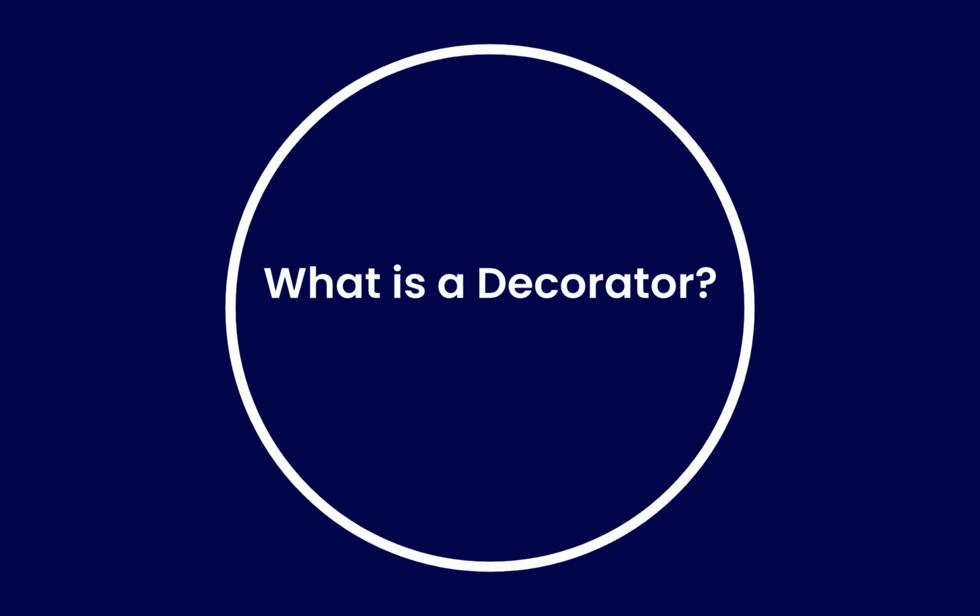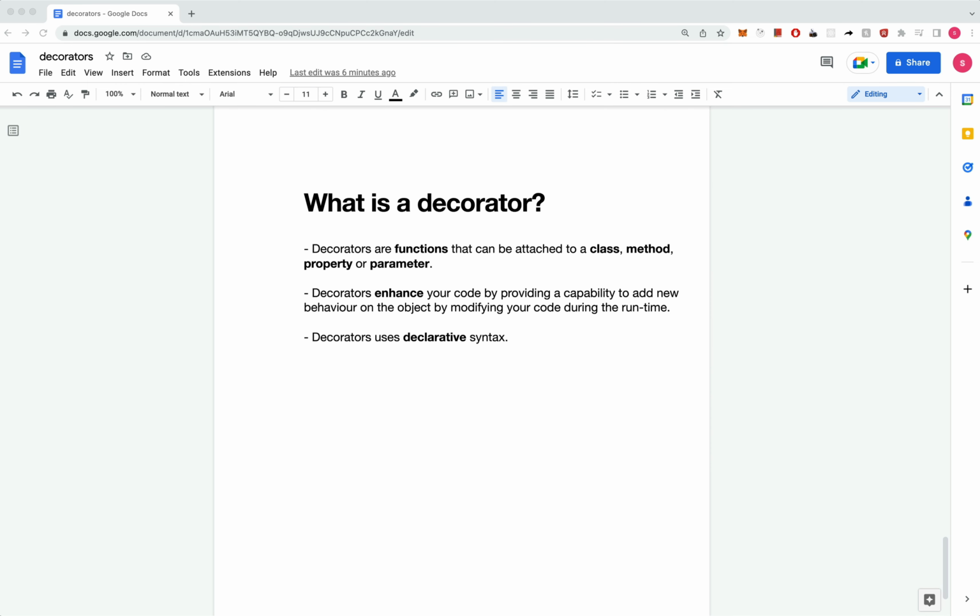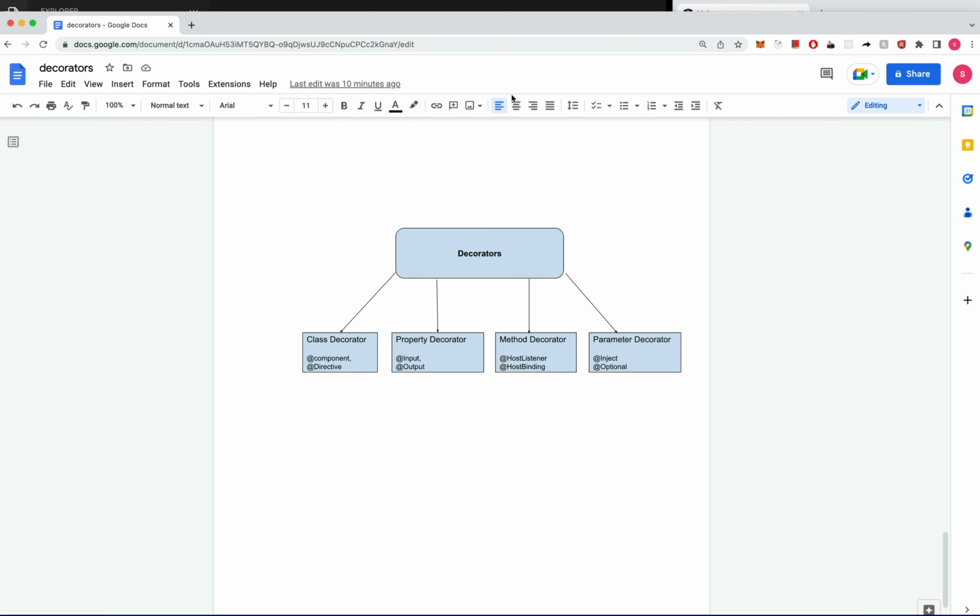What exactly is a decorator? A decorator is simply a function that helps to enhance your code by using a declarative syntax, which is easier to read. We can add a decorator to a function, to a class, to a property, and even on the function parameters. We can categorize decorators into 4 different categories: class decorators, property decorators, method decorators, and parameter decorators.